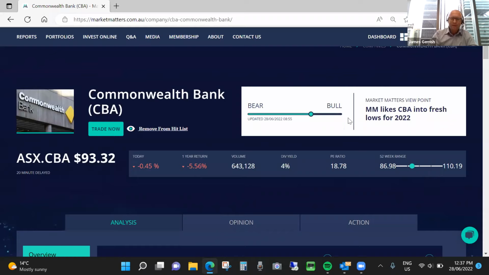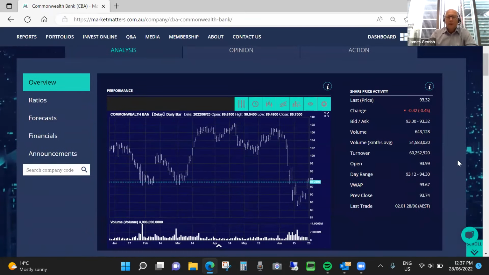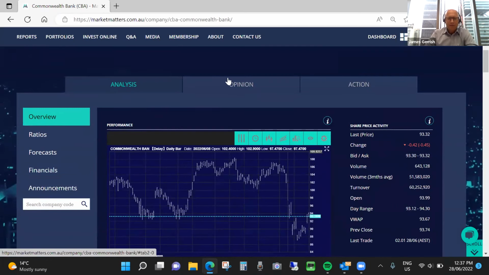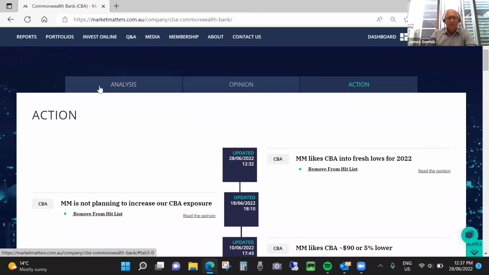What Market Matters does, this is our latest action. So this is DART. This is an insight that we've provided into the site. And this is whether we're bullish or bearish on a particular stock. At this stage, we're reasonably bullish on CBA. Digging into what has changed, we've got the analysis tab, we've got the opinion tab, and we've got the action tab.